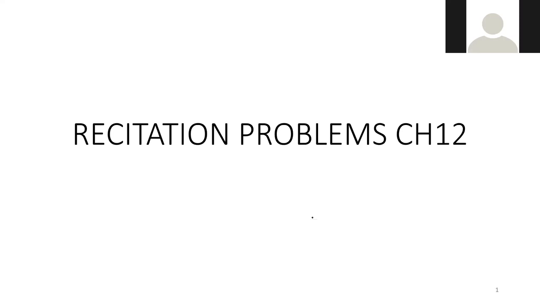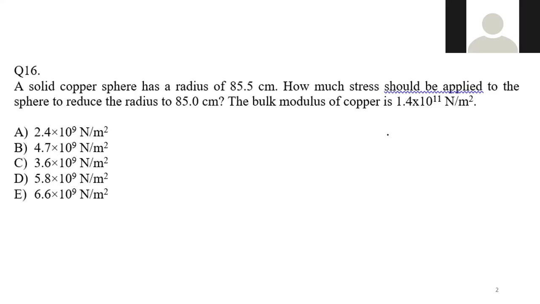Okay, now, the first problem I want to solve is this problem here. So what do we have? We have a solid copper sphere. It's a uniform sphere, and I give you the radius of this solid sphere made of copper. This is our initial radius, 85.5 centimeters. The question is, how much stress should be applied to this sphere to reduce its radius to 85 centimeters? This is our final radius, okay?